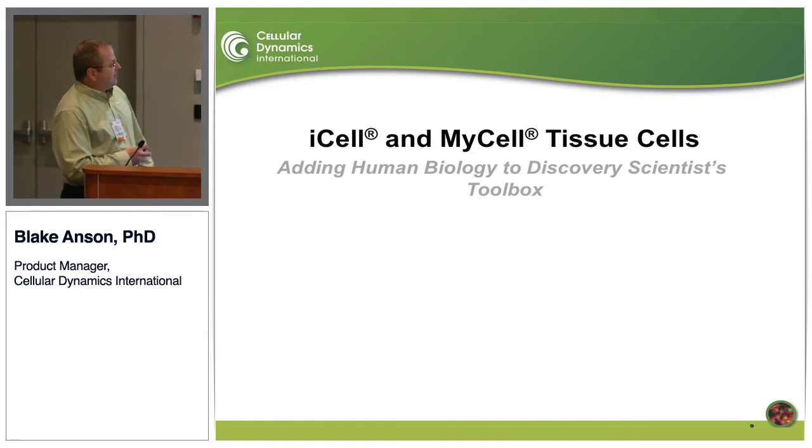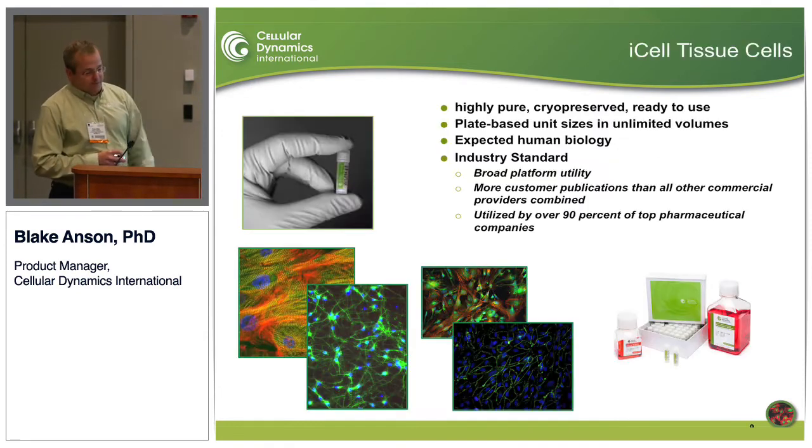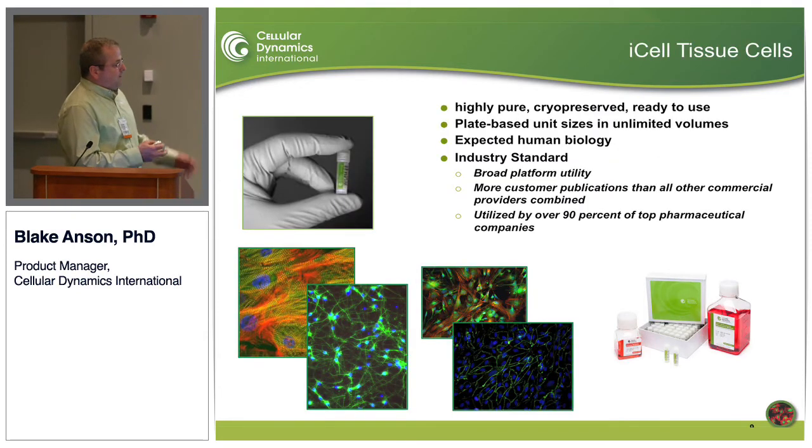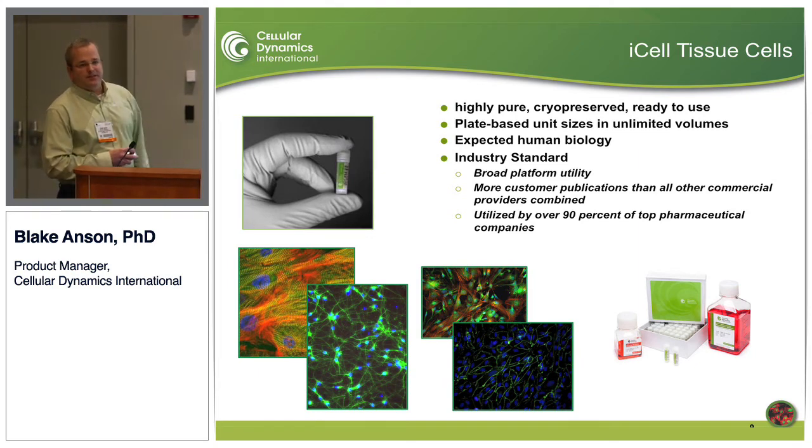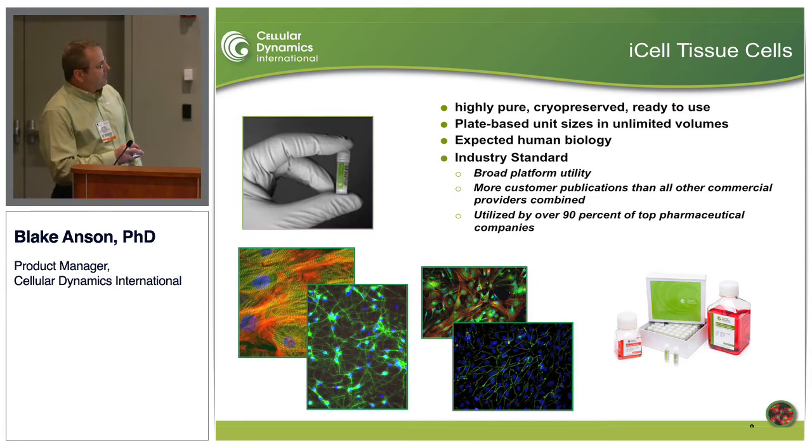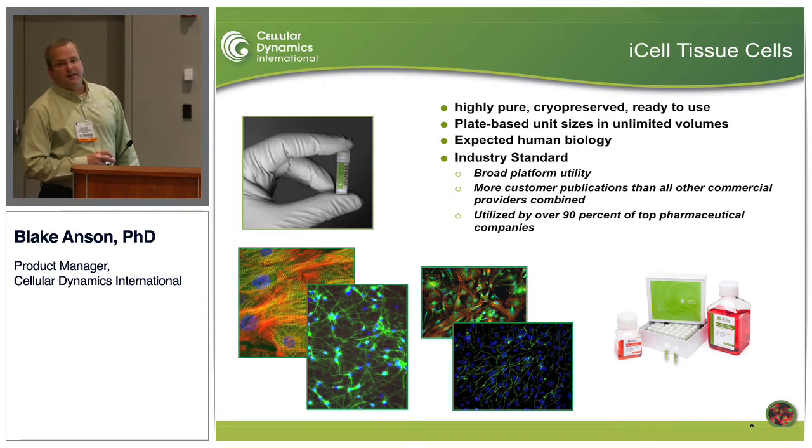All right, so iCell and Micelle tissue cells. Well, the first thing is, what's the general description of the cells? Any of the iCells that you would get from CDI are going to be highly pure, cryopreserved, and ready to use. It's a plate-based unit size, so one vial will equal a plate. And you can order the unit sizes in virtually unlimited volumes. They'll all show the expected human biology, and it really is the industry standard at this point.